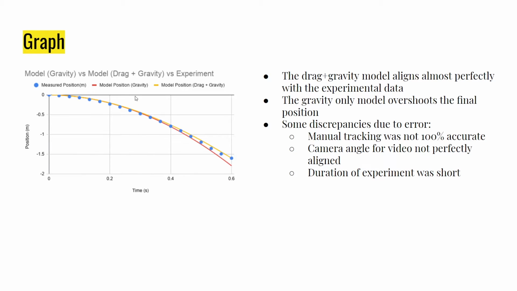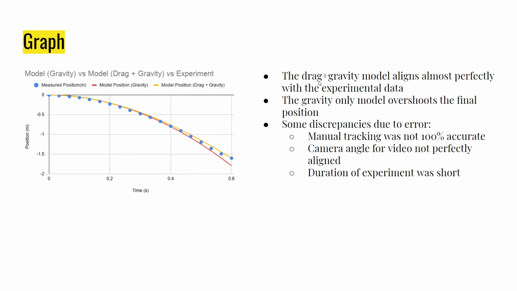Onto the graph itself, which has all the data on it. The drag plus gravity model, as seen, aligns pretty well with the experimental data. The gravity-only model overshoots the final position by quite a bit, relatively, which makes sense because in real life, gravity isn't the only force acting on the ball when it falls.